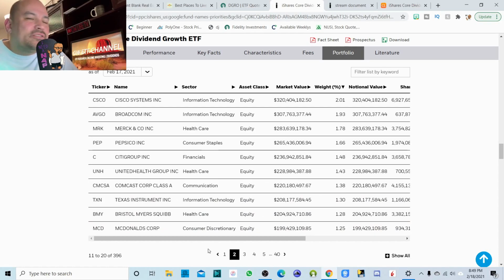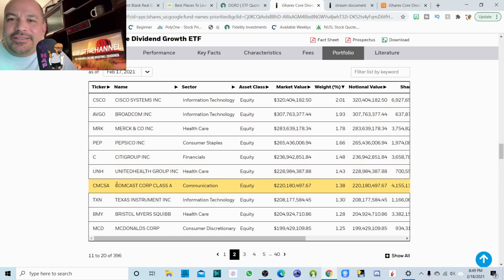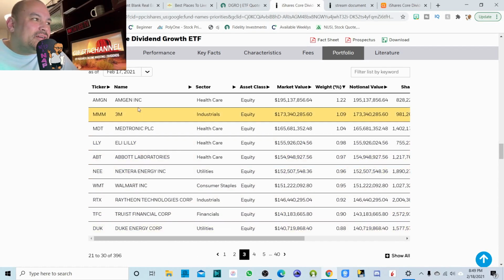And what I like about iShares is they show you everything. You don't have to download a file to go look at it. It's all right here. Cisco, Avgo, Merck, Pepsi, Citigroup, United Health, everyone's favorite, Comcast. That's in like every single dividend ETF out there for some odd reason. At least this one's not in the top 10. Texas Instruments, Bristol Myers, McDonald's, Amgen, 3M, Medtronic, Eli Lilly, Abbott Labs, NextEra Energy, Walmart, Raytheon, Truist Financial, Duke Energy. So that's the top 30, and these are all big recognizable names.